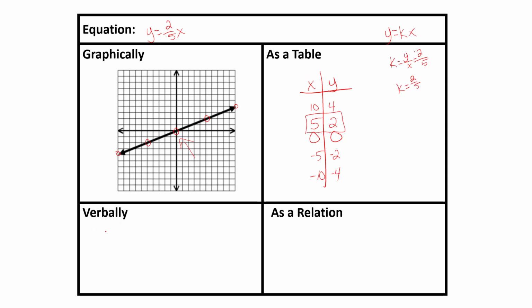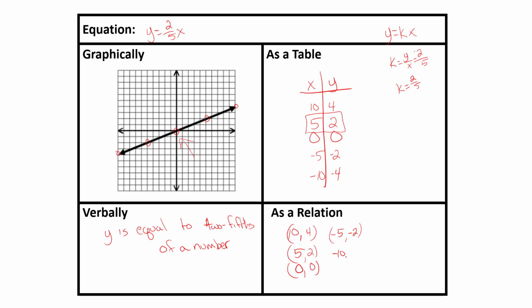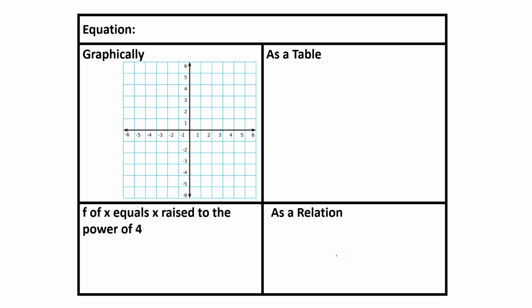All right, verbally, y is equal to 2/5 of a number. A relation, again, we've got all these ordered pairs here, so we may as well use them. And we've stated our relation. All right. Again, give this one a try.